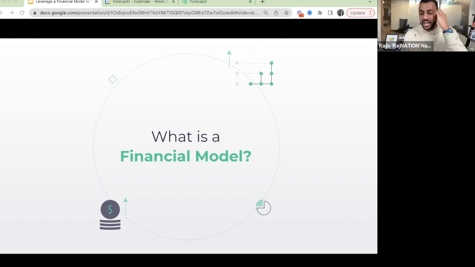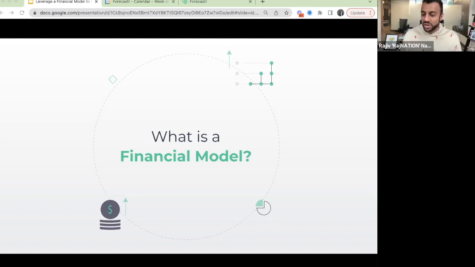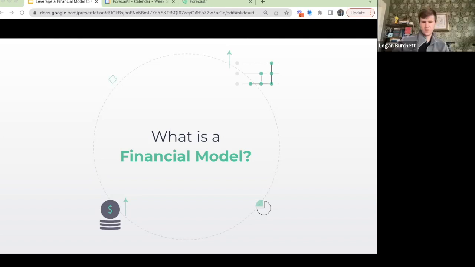Let us know in the chat. What is a financial model? And again, if you were here last week, this question was also asked and answered. Go off of memory, or if you don't remember, go off of what you think the answer would be. Absolutely. We'll give it another 10, 15 seconds, see if anybody's brave and wants to jump in.